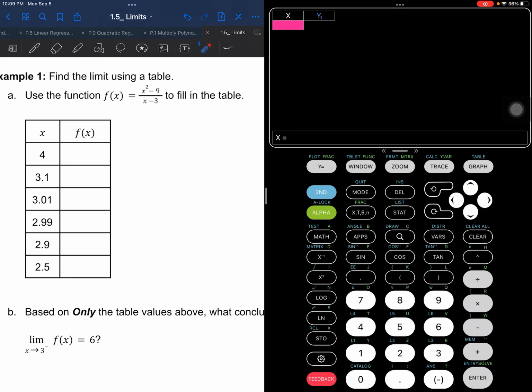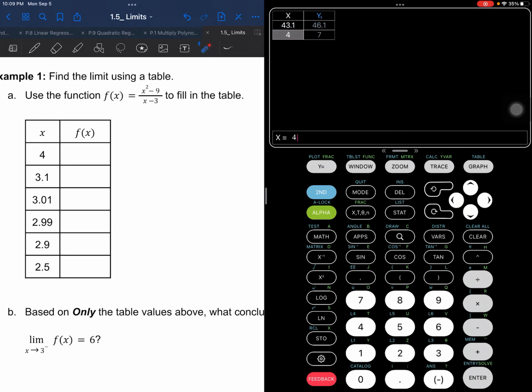So let's try 4, and by plugging in 4, you already got 7. Plug in 3.1. Oh, sorry. Let me clear that up. Let me try this again. Delete, clear. Okay, let me try that again. So second table, and let me move up, and there is a way to clear this, right? Second graph. All right, let's try this again.